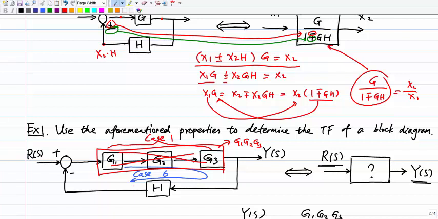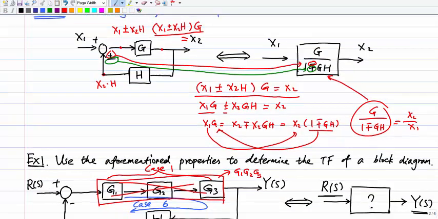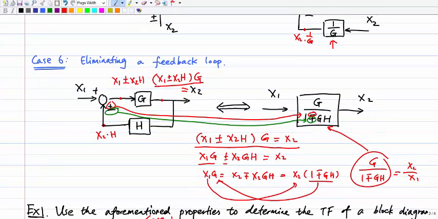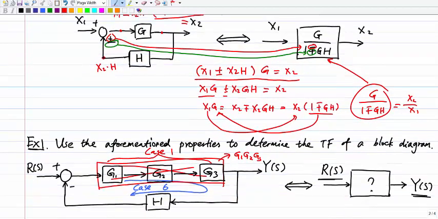Okay, so the difference is that the cascade is case 1, and the feedback loop is case number 6. How do I eliminate the feedback loop? The difference between here and the previous case is that I don't have G over here. The G becomes G1, G2, G3. So naturally, I just have to replace G by G1, G2, G3.